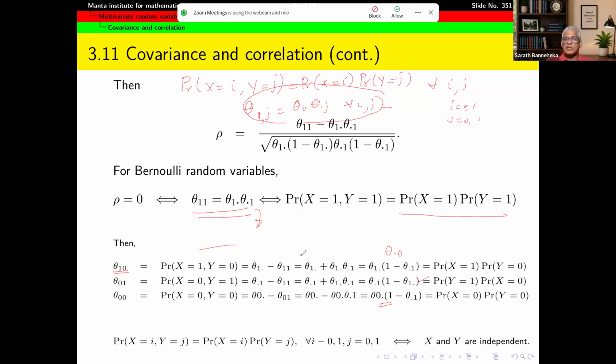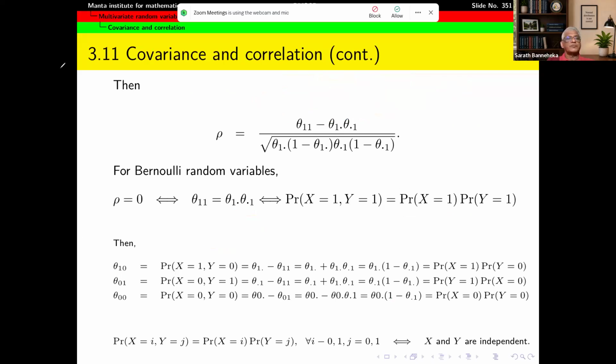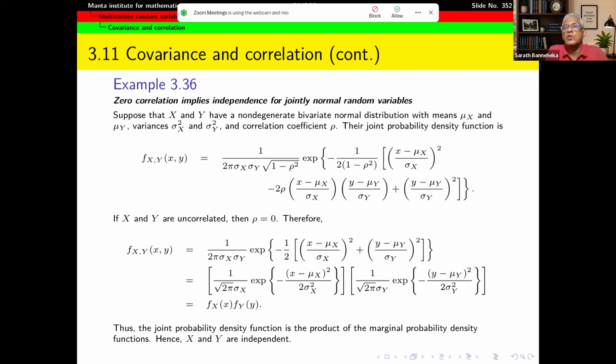So therefore, this is a particular example where the covariance equal to 0 or correlation equal to 0 implies the independence between the two random variables. That is a particular case, a special case. And there is another special example where correlation equal to 0 or covariance equal to 0 implies independence. That is, if x and y are jointly bivariate normal.